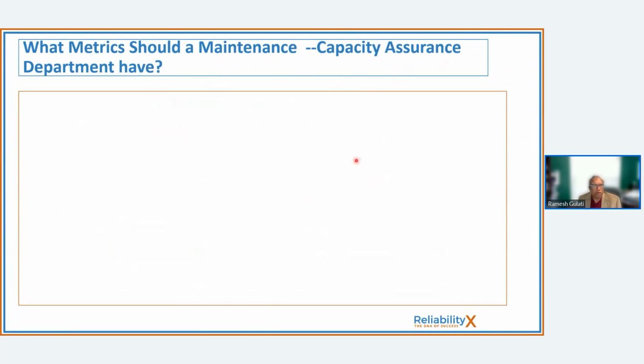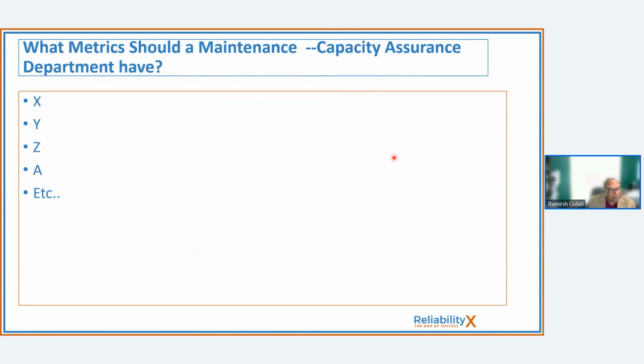What metrics should a maintenance department have? Okay, think about it. Three, four, five metrics. What do you think a maintenance department or capacity assurance department, which is your department, should have? One could be what? One, two, three, four, X, Y, Z? So make a list of these things. I hope you got it.